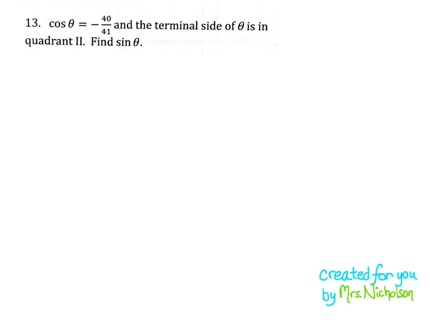All right, let's move on to the next question. In this question, we've got cosine theta is equal to negative 40 over 41, and the terminal side is in quadrant 2. So this time they just tell us where the terminal side lies. So I'm going to draw an angle in quadrant 2. Draw my reference triangle.